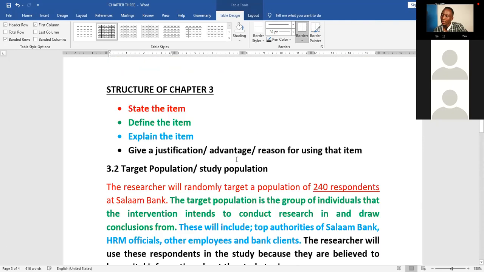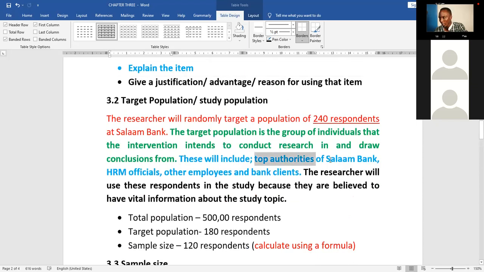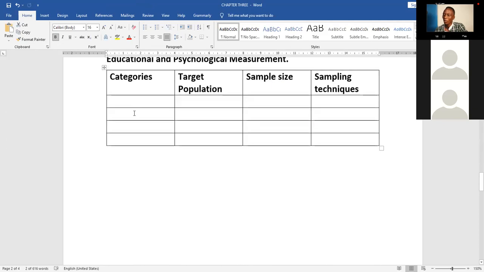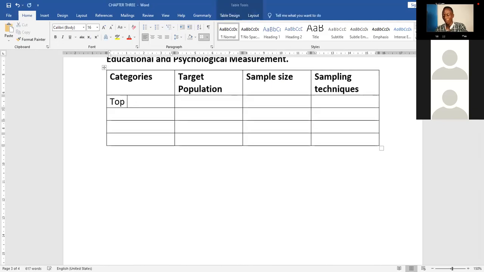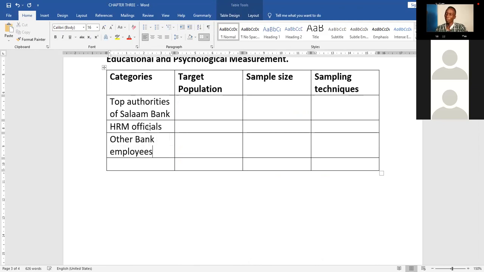Now, what are these categories? The categories that I'm talking about are the ones that we listed under target population. Under target population, we talked about top authorities of Salama Bank, human resource officials and other employees of the bank, and bank clients. Those are the ones that we are going to mention here. We have top authorities of Salama Bank, human resource officials of the bank, other bank employees, and the bank clients.